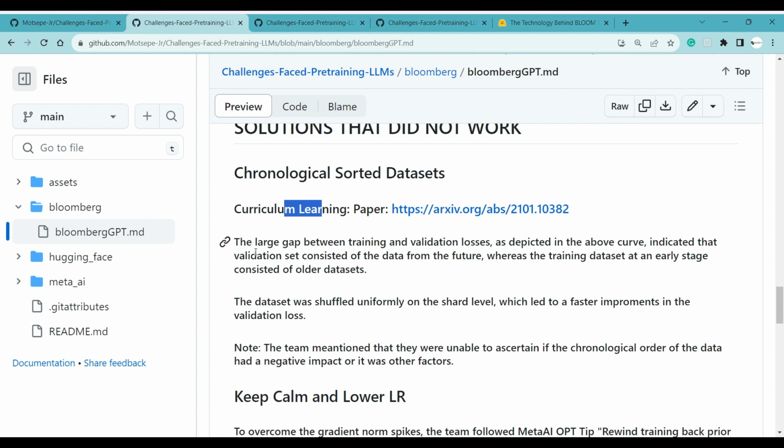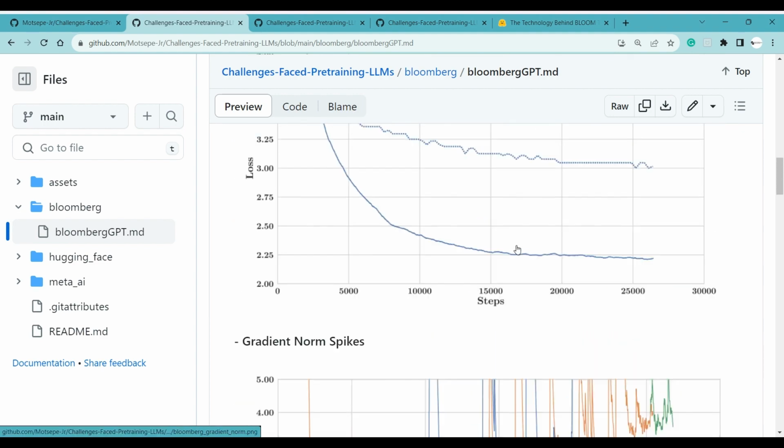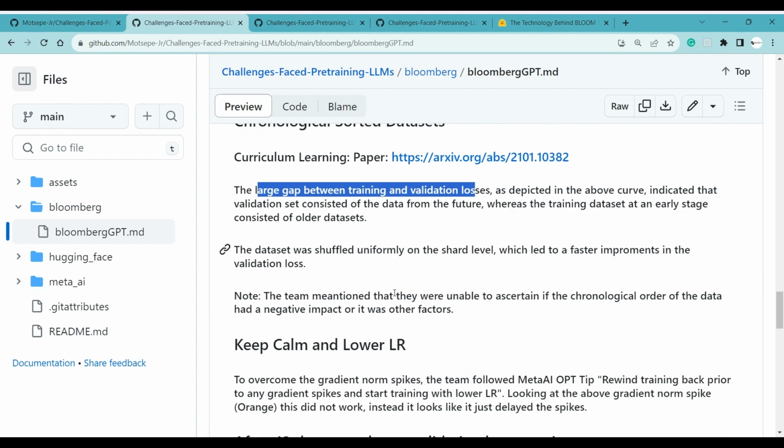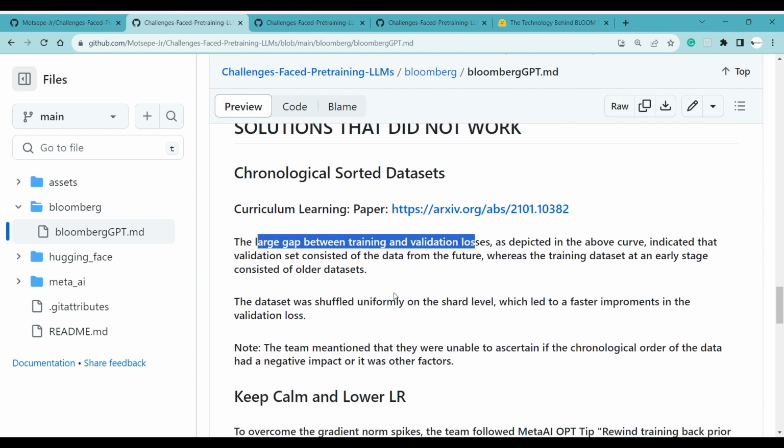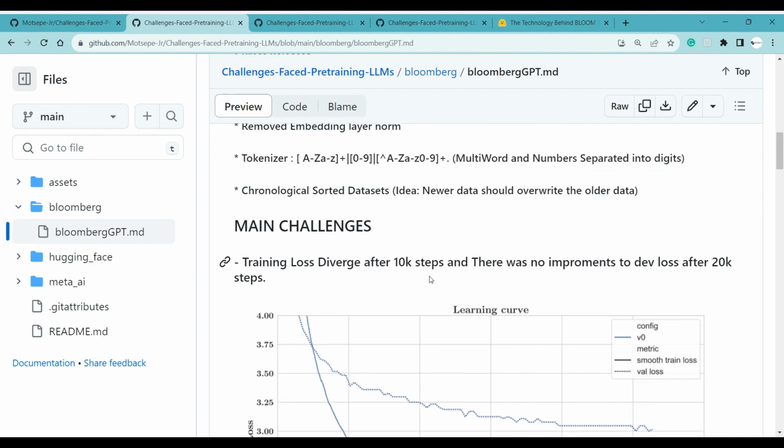So what they saw is a gap between training and validation loss, as we saw here, right? The intuition was that it was because of how they split the validation as well as the training data. The validation set was made mostly of the future data, whereas the training data was made of the recent as well as the older data. Because you sorted this data chronologically, the training data was seeing the older data, whereas the validation set was seeing the recent data.